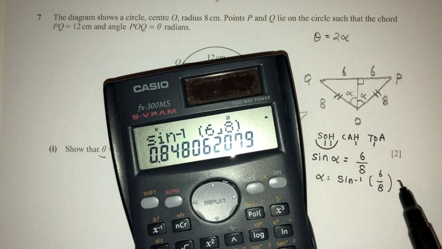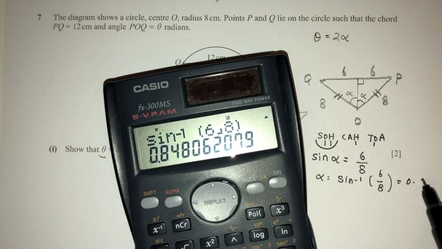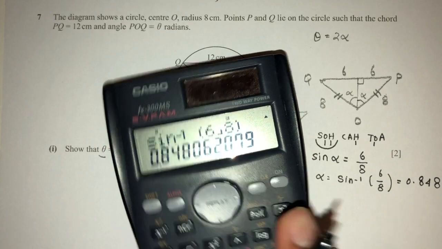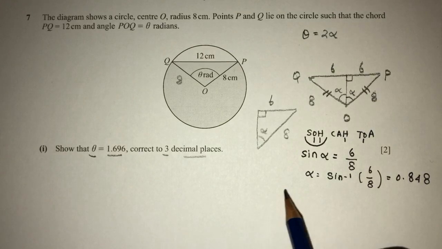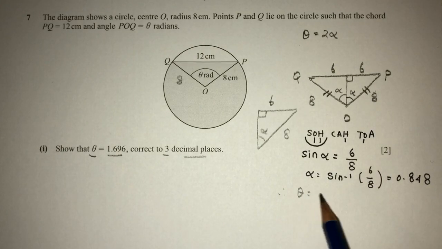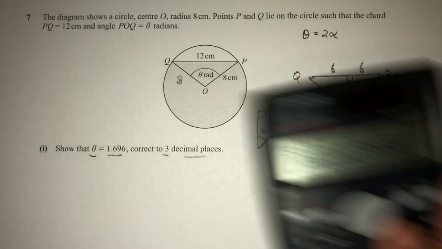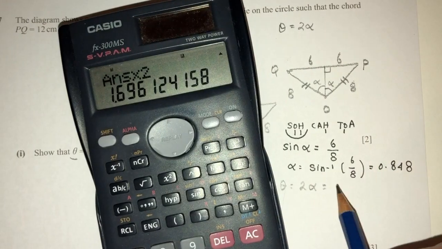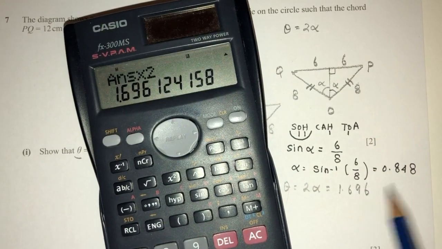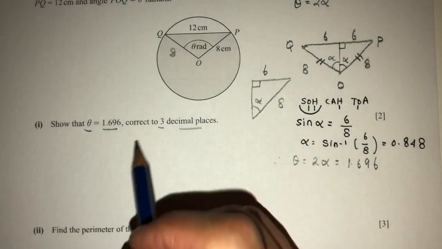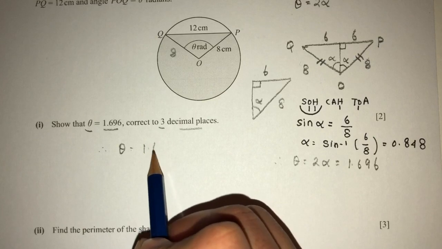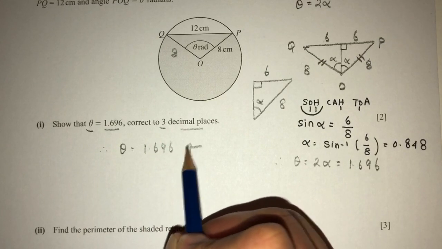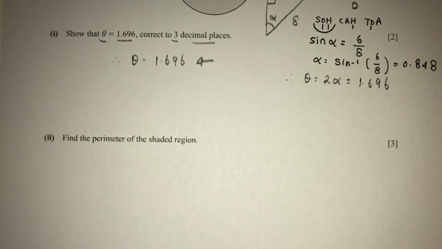That will be 0.848. But now you want to find the value of theta. So as you can see, theta is simply 2 times alpha, so 2 times 0.848 is 1.696. And now correct to 3 decimal places, you have shown that theta will be 1.696. This is shown as required. Let's move on to part 2.